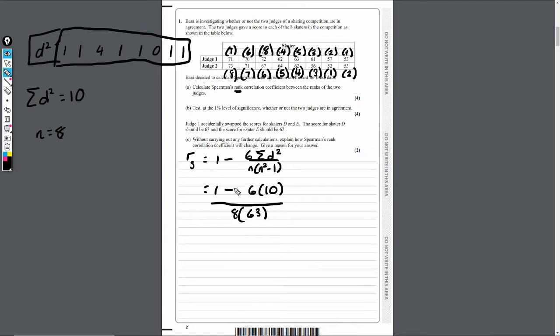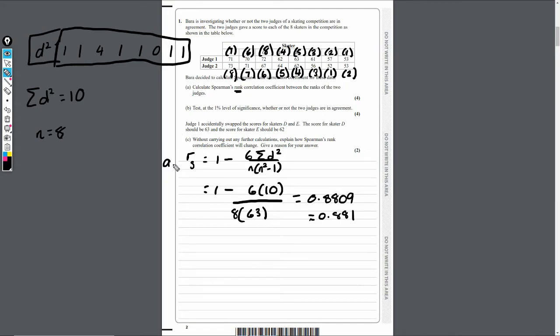Oops, sorry, I've kind of messed the formula up here. So if I just erase that line, the line should just be underneath here. So it's 1 minus this quotient here. So 1 minus 6 times 10 over 8 lots of 63. Plug this in on your calculator, and what you'll get is 0.8809, which if you round it, will give you 0.881. And there we have it. So that is the Spearman's rank correlation coefficient for part A.